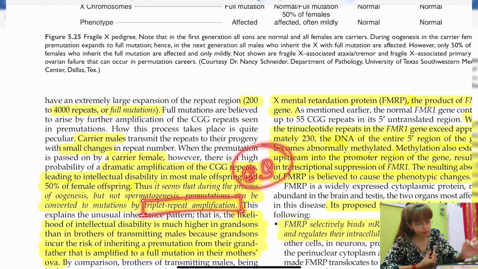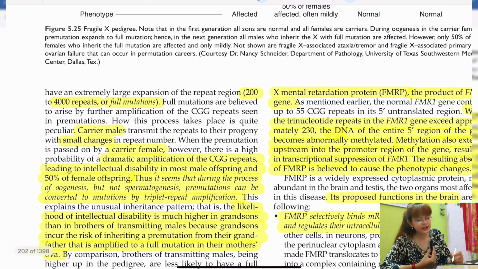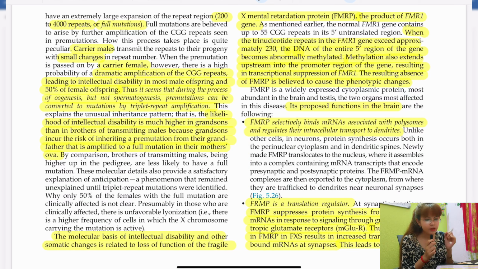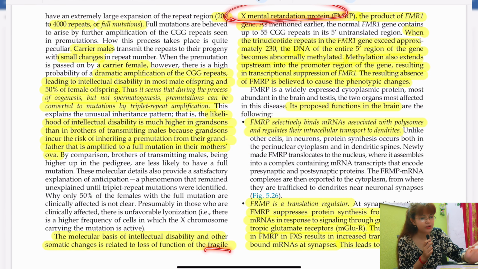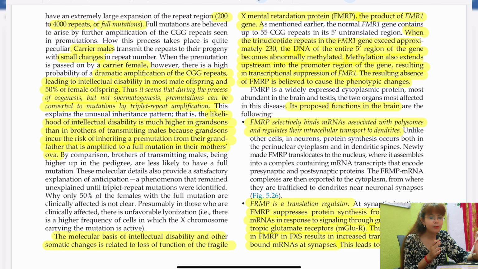Very, very important point. The likelihood of intellectual disability is much higher in the grandson than in the brothers. I've already mentioned this before. Now, this protein, which is the Fragile X mental retardation protein, or the FMRP, is the protein produced by this gene, and it selectively binds to mRNA, and it will help in the intracellular transport of these polysomes to the dendrites. It is basically a translation regulator.